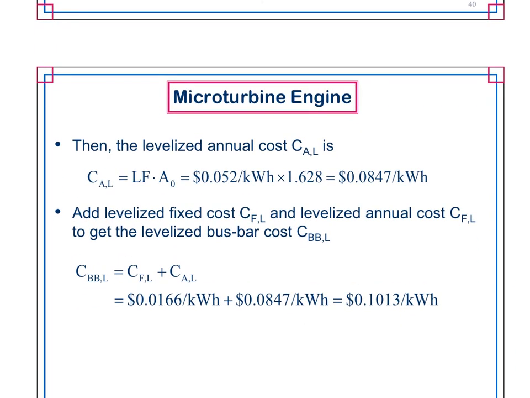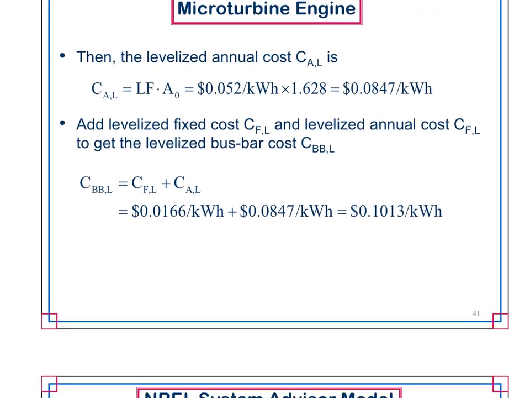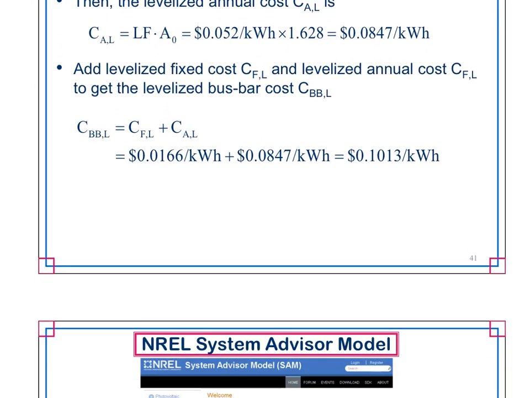So continuing on, we're going to add our costs, including our levelizing factor, which is 1.628, and we end up with 8.4 cents per kilowatt hour. So we're going to add our fixed costs and our variable costs together, and this microturbine produces energy at 10.13 cents per kilowatt hour, which is not bad.